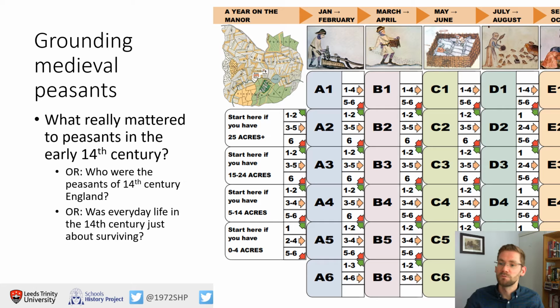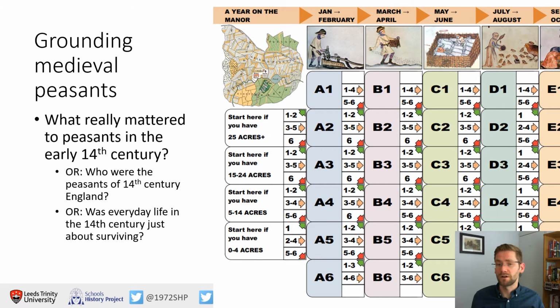And this is one of the things that I began to do. I wanted to ground medieval peasants a little bit more. I didn't want them just to be this kind of cross-time block of the same sorts of people. So this could go with a number of inquiries. The inquiry I went for in the end was what really mattered to peasants in the early 14th century.